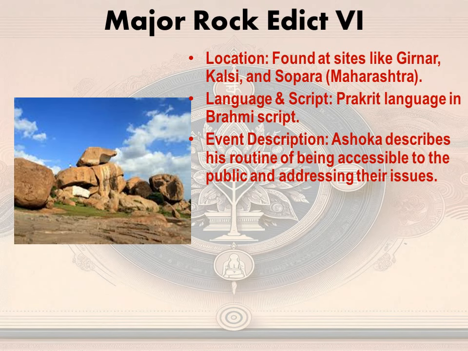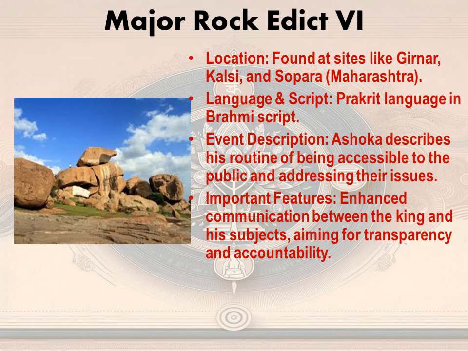So, in this inscription, we see Ashok to be very open to accessibility for the citizens. Citizens could come to him and speak about their problems, and the emperor would try to solve it in the best way possible. So, here in Rock Edict number 6, Ashok describes how his routine has been set to suit the purposes of a troubleshooter for the citizens of his empire.